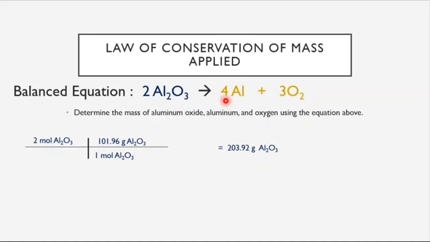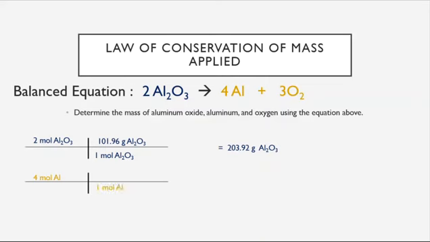Remember, the coefficients represent the number of moles in the given equation. So for every 2 moles of aluminum oxide that decompose, you get 4 moles of aluminum and 3 moles of oxygen. Okay, so now we're going to take the 4 moles of aluminum and do the same thing, bring in your dimensional analysis chart, and then set up your conversion factor.